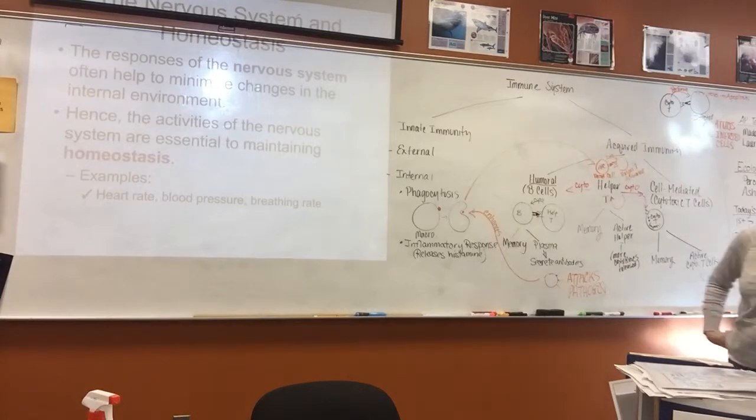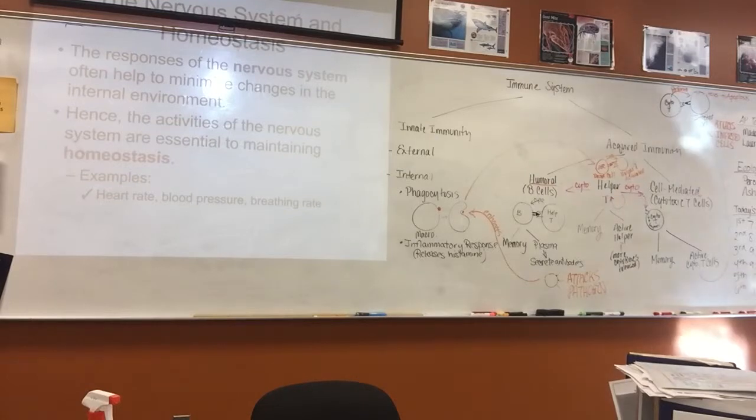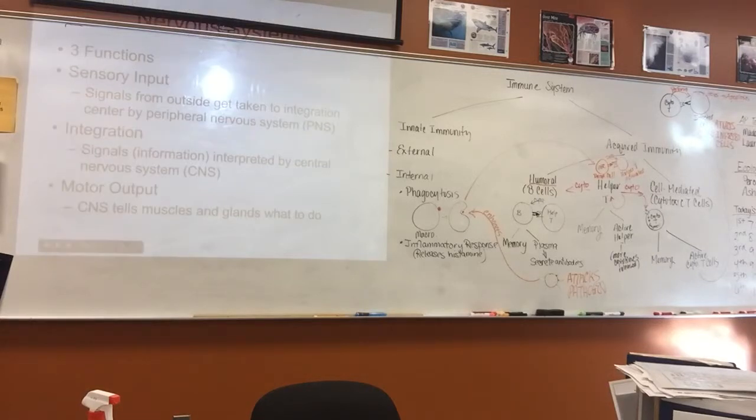Okay, so the immune system, we're going to relate it to homeostasis and maintaining a constant internal environment. So the responses of the nervous system minimize changes in the internal environment. Therefore, they're essential to maintaining homeostasis, which remember is keeping that constant internal environment. So examples of the nervous system, they play a role in your heart rate, breathing rate, maintaining blood pressure, and so on. And so those are examples of maintaining homeostasis.